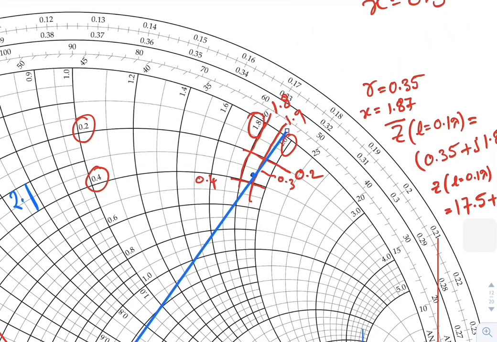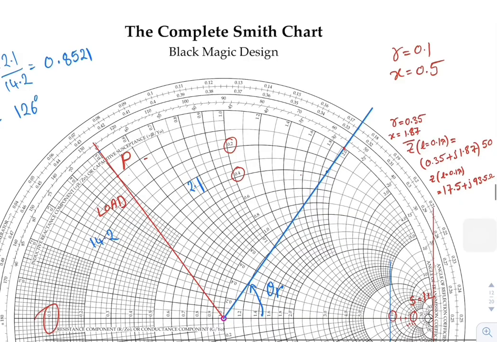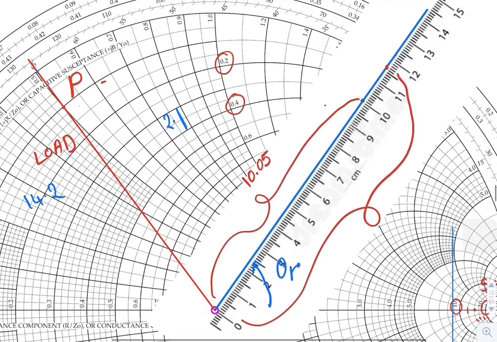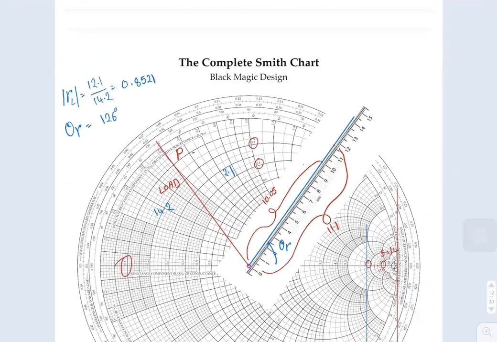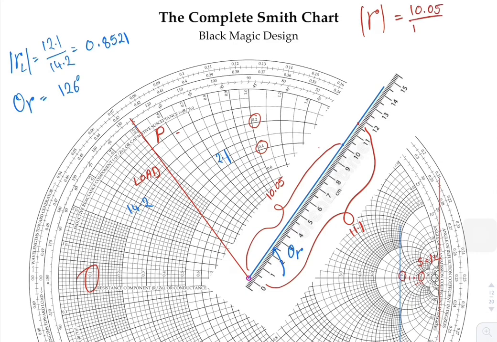and if I continue this point up to the end, new point will be somewhere here. So now I have to measure this distance and this distance. This distance is 10.05 and this distance is 11.1. Therefore, required reflection coefficient magnitude is equal to 10.05 by 11.1.